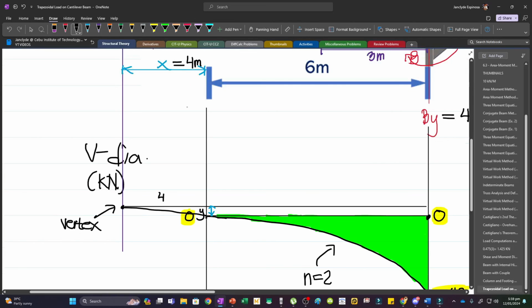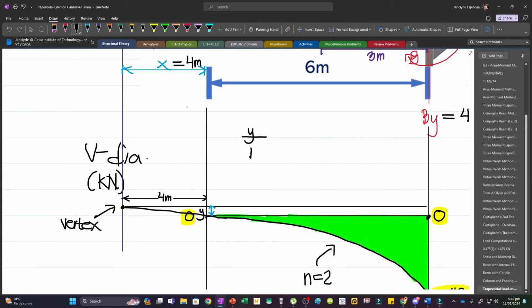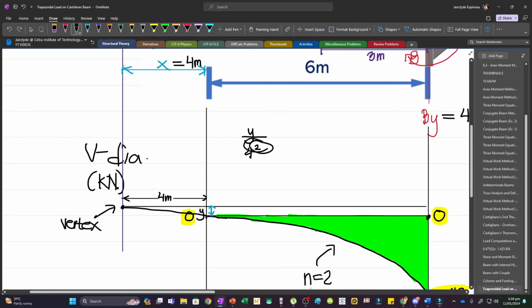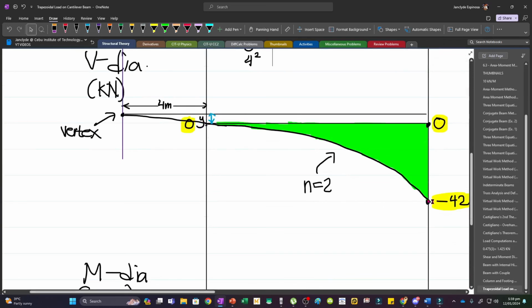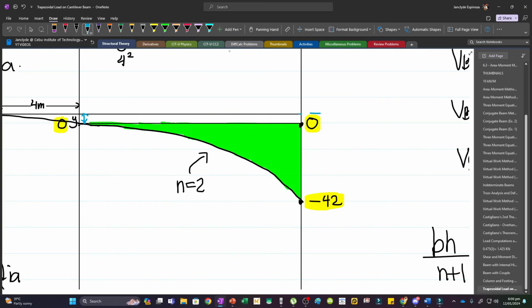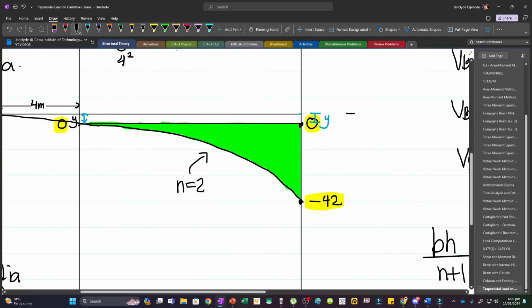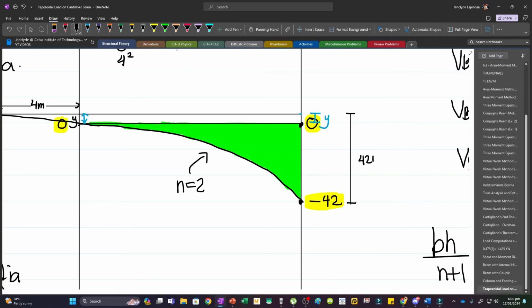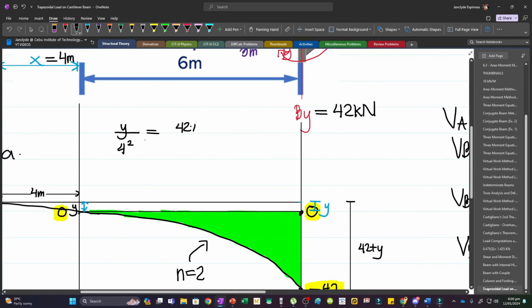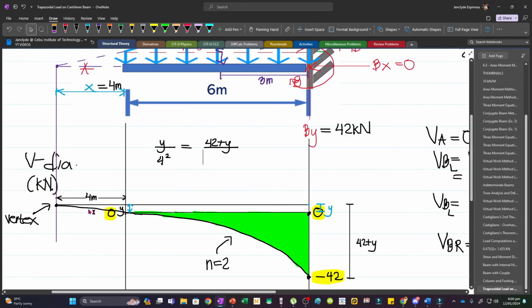So this is 4 meters. y is to 4 squared. Now again, this is 4 squared because the degree is 2. And then this is equal to the whole height, which is y plus 42, because again, this is also y. And so the whole height of the spandrel will be 42 plus y, and so we have 42 plus y is to the base. Now the base of the whole spandrel will be 4 and then plus 6.